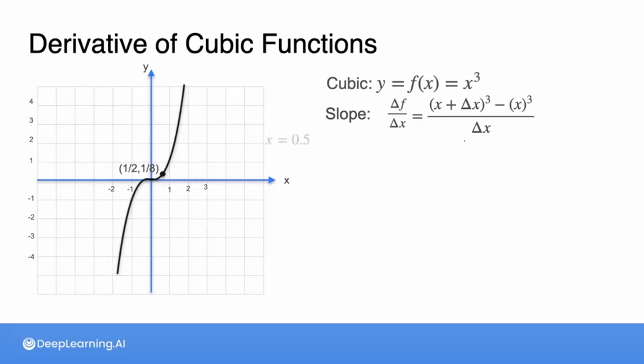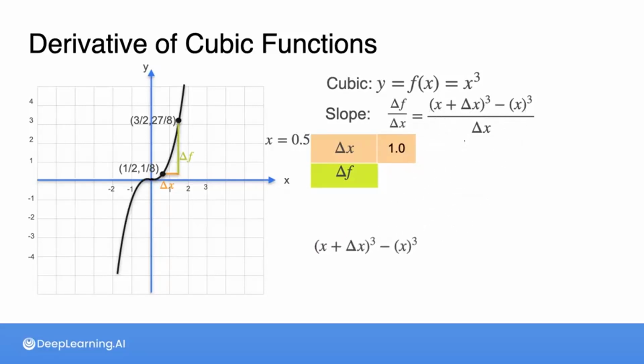So let's do a small example where x is equal to 0.5. When x is 0.5, then y is 1/8, because 1/2 cubed is 1/8. So let's take some intervals and calculate the slope of the secant lines. If delta x is 1, then we have the point 3/2, which is 1/2 plus 1, and 27 over 8.